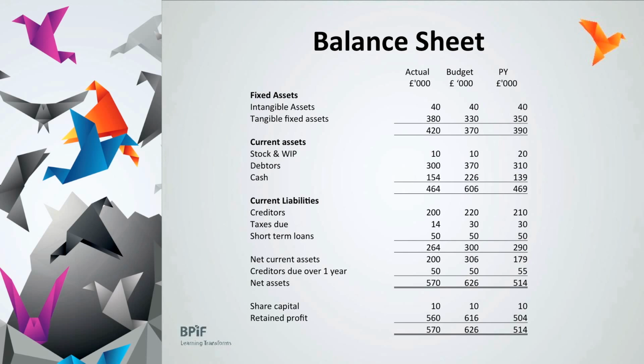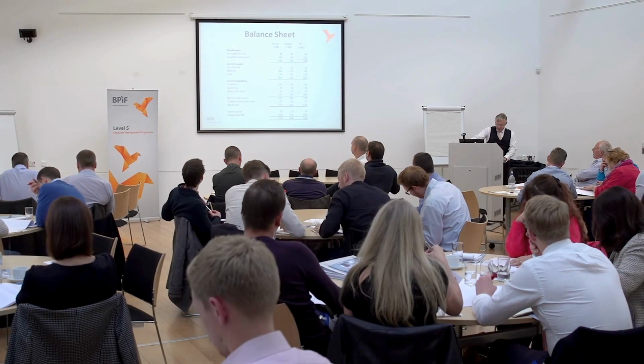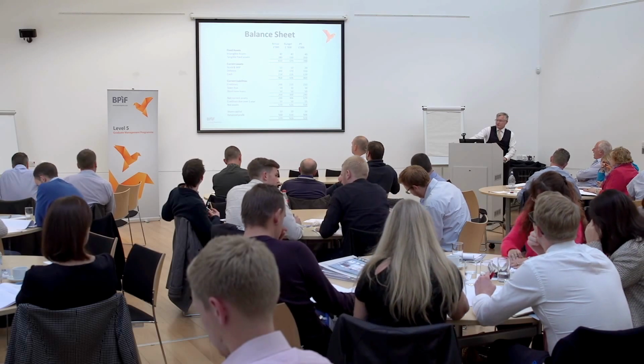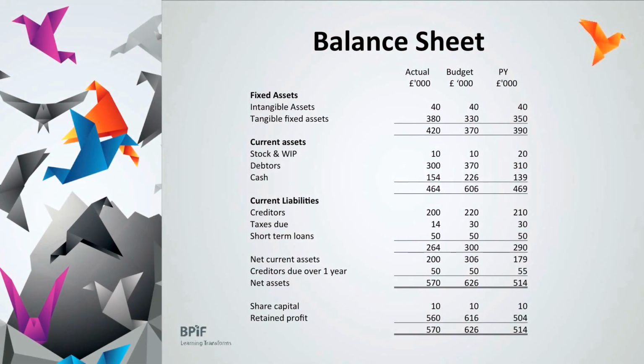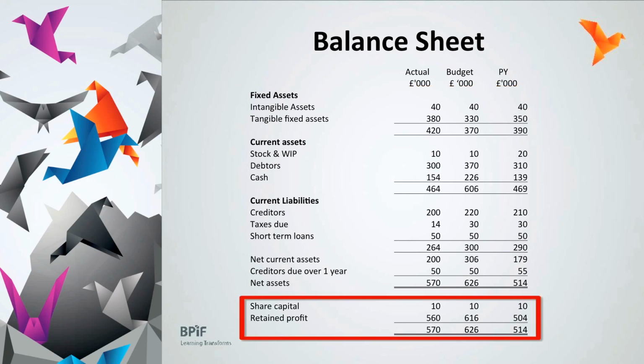This is a typical layout for a balance sheet: actual, budget and prior year. It's very simply a snapshot of your company's financial condition at any one point in time. Most management accounts would look at monthly figures. So what makes up a balance sheet? Basically the top half of the balance sheet is made up of assets and liabilities, and the bottom half is made up of share capital and retained profit.